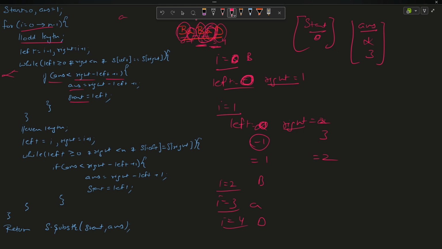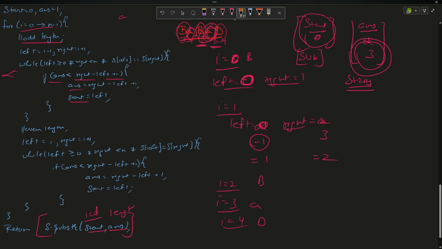Now the question asks me to return the string format of the longest palindromic substring. I don't have to return the length, I have to return the whole string. So tell me guys, if you have a start pointer where the substring is starting, and you have the length of the substring, can't you give me the substring? For that, I will use the substr function, which takes the starting index and length. I have both parameters, start and answer, so I will return that. I guess there is no problem, and we can surely move to the code.